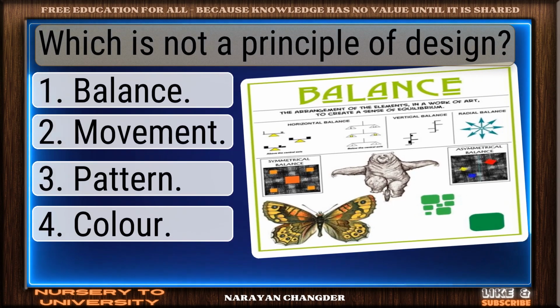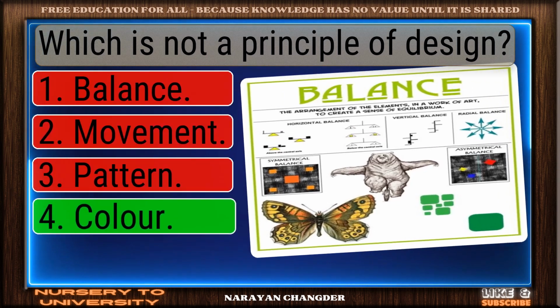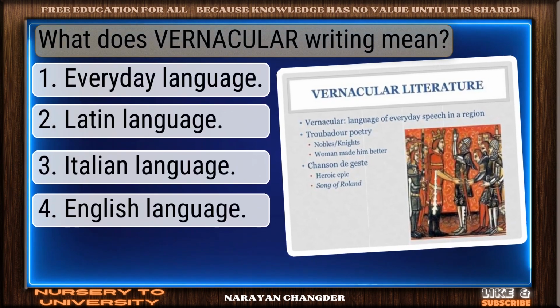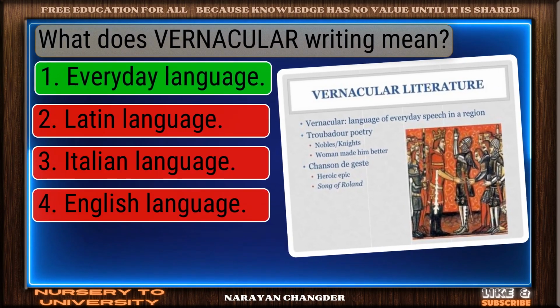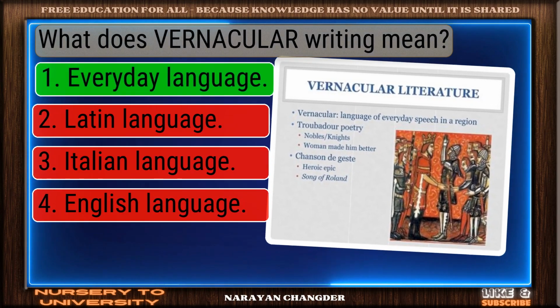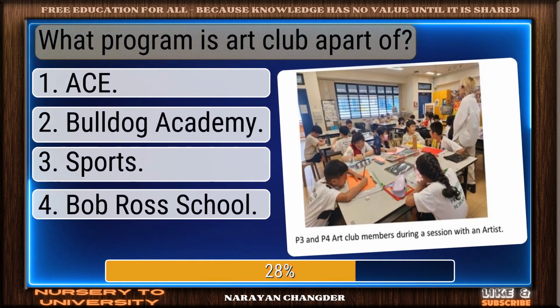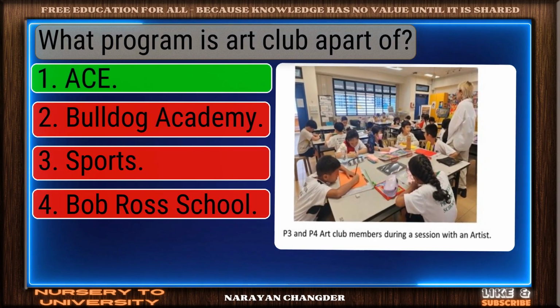Which is not a principle of design? Valid point. Color is true. What does vernacular writing mean? Strong choice. Everyday language is the right answer. What program is Art Club a part of? On track. ACE is the correct answer.